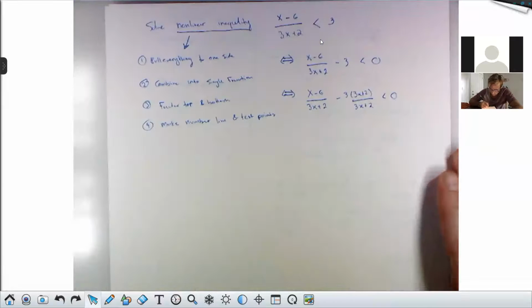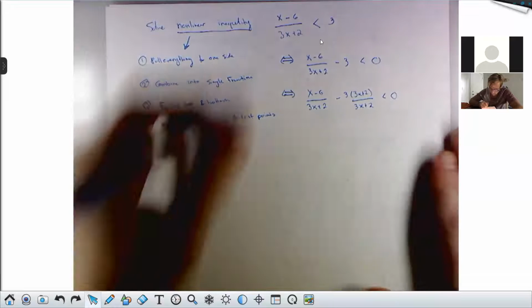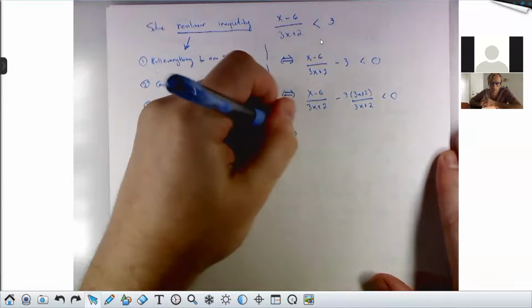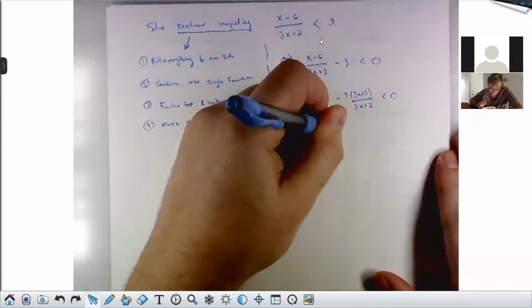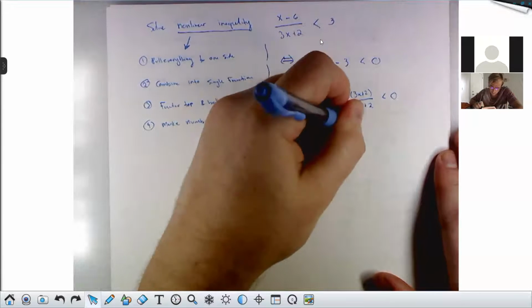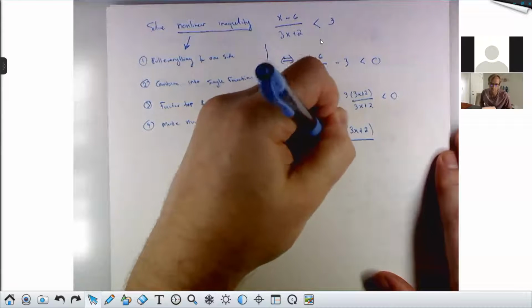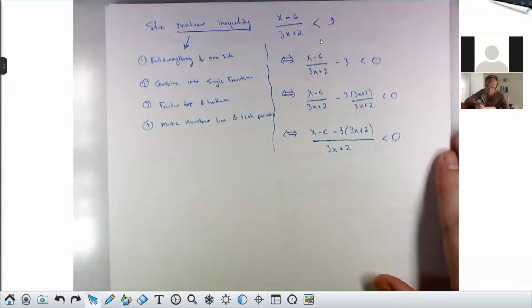Since I'm just picking these numbers at random, they might not come out quite as nice as in your problem. But now that we have that common denominator, I can combine those two fractions and I'll have x minus 6 minus 3 times (3x plus 2), and all of that is over 3x plus 2, and all of that is less than 0.